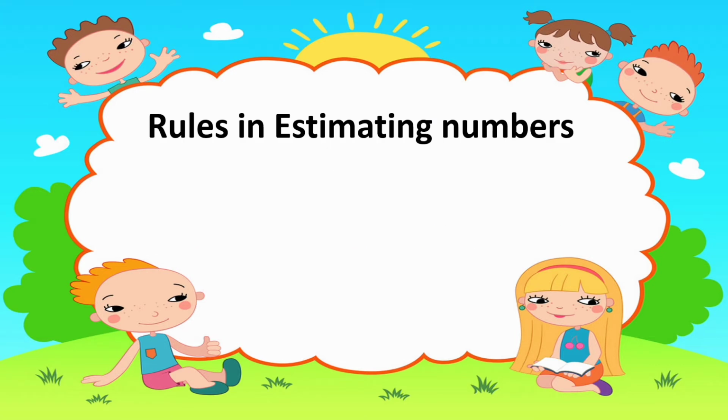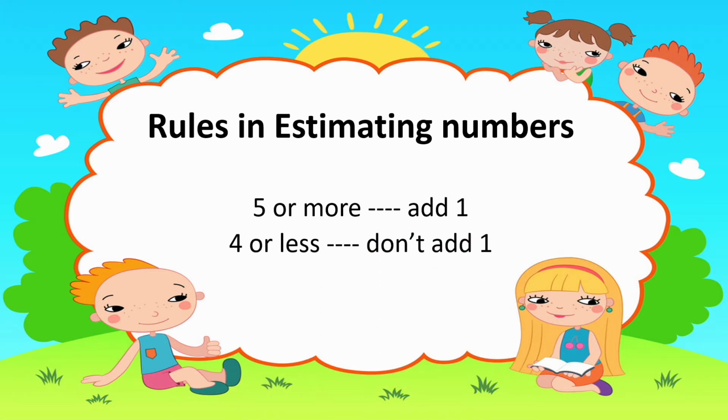Now, you have to follow the rules in estimating numbers. The same rules apply from estimating the sum of the decimal numbers. This is just a review. So again, rules in estimating numbers: if the next number is 5 or more, add 1. If 4 or less, don't add 1. Again, 5 or more, add 1. 4 or less, don't add 1.